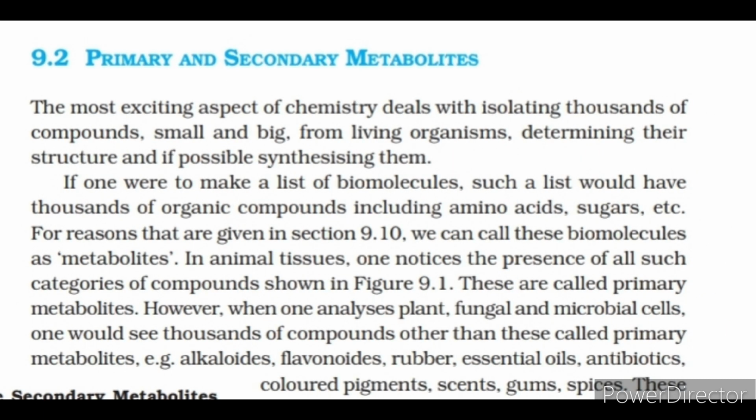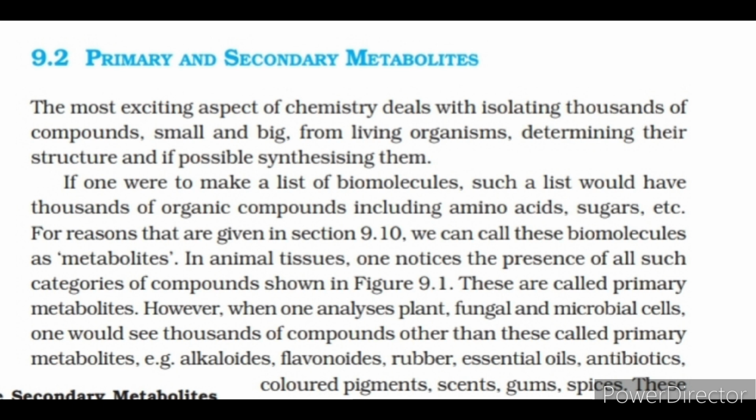Primary and secondary metabolites. The most exciting aspect of chemistry deals with isolating thousands of compounds, small and big, from living organisms, determining their structure and if possible synthesizing them. If one were to make a list of biomolecules, such a list would have thousands of organic compounds including amino acids, sugars, etc. For reasons that are given in section 9.10, we can call these biomolecules as metabolites.